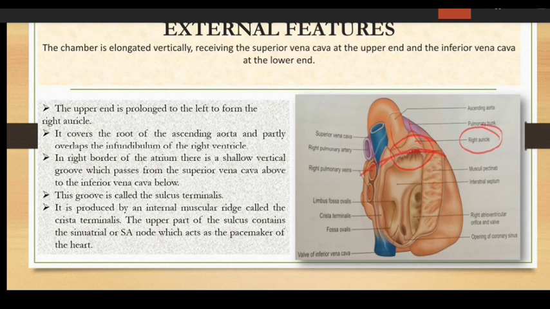In the right border, this is the right border. Along the atrium, there is a shallow vertical groove, with the superior vena cava above and inferior vena cava below. The groove is called the sulcus terminalis. This groove is called the sulcus terminalis, and it is produced by the internal muscular ridge called the crista terminalis, right? The upper part of the sulcus contains the SA node, which acts as the pacemaker of the heart.